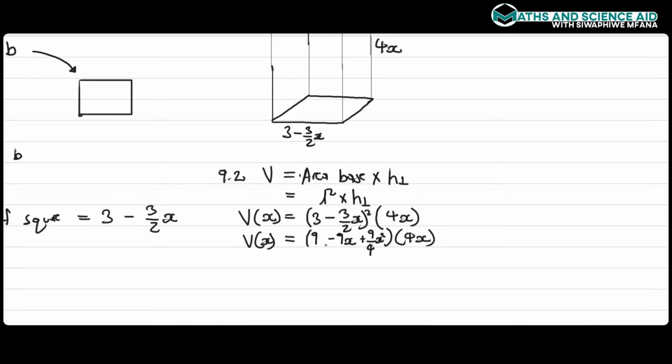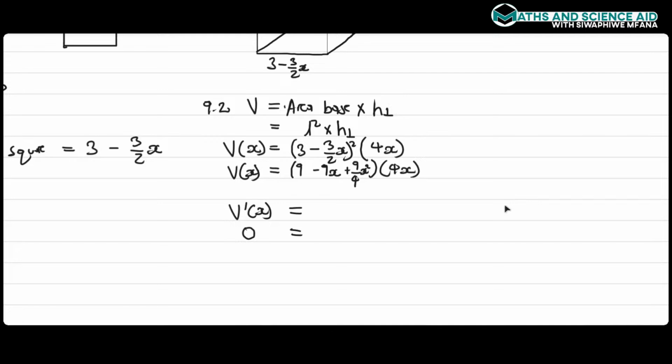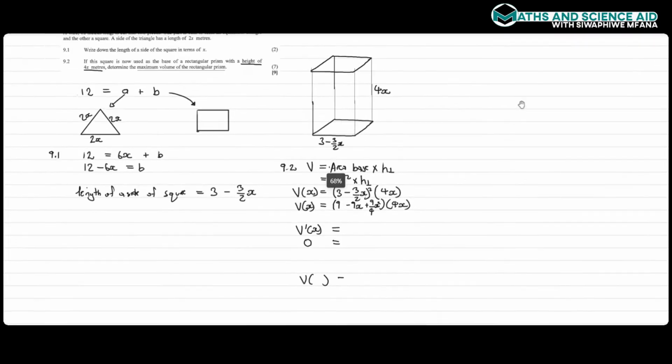Just multiply throughout by 4x, and then after doing that, you need to find V prime of x. And what do you do after that? You make V prime of x equal to 0 and solve for x. And then after finding your values of x, you need to choose the right one. You will see based on the signs whether which one makes sense. And then you'll just sub in that value of x into your equation of V and find the maximum volume. So again, I'll just leave this here for you to complete.